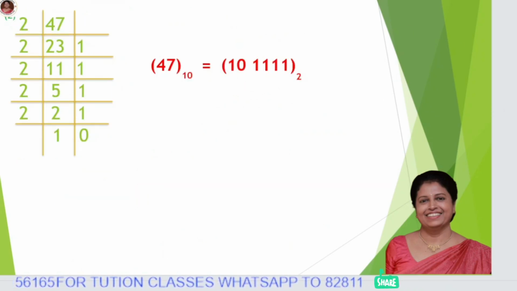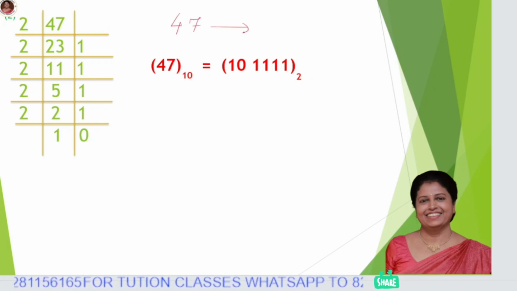Then come to the next example. We have to convert this 47 to a binary number. So we divide 47 by 2. Then 2 3s are 6 and 2 2s are 4. Then 46. That means 1 is the remainder. 23 is the quotient and 1 is the remainder.